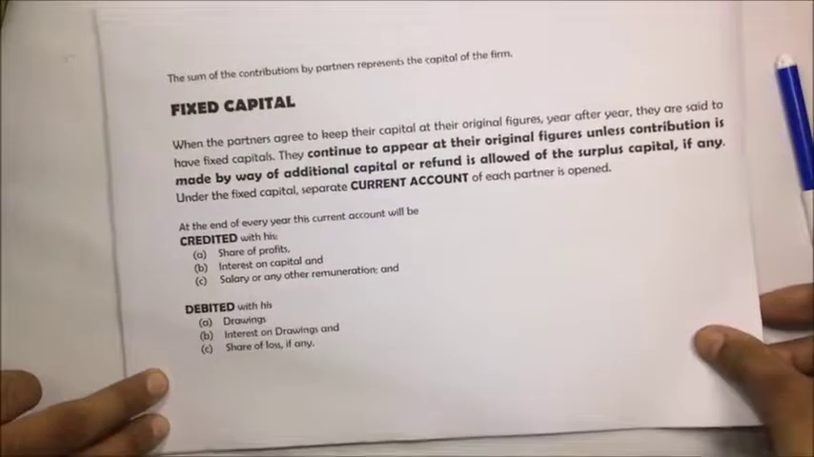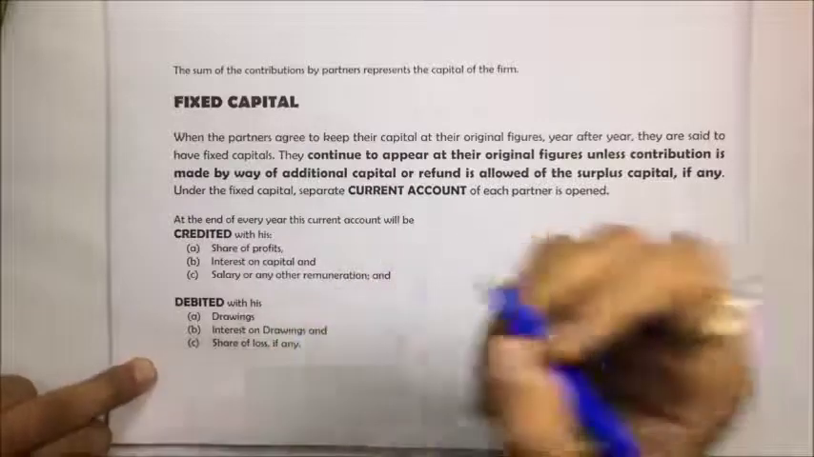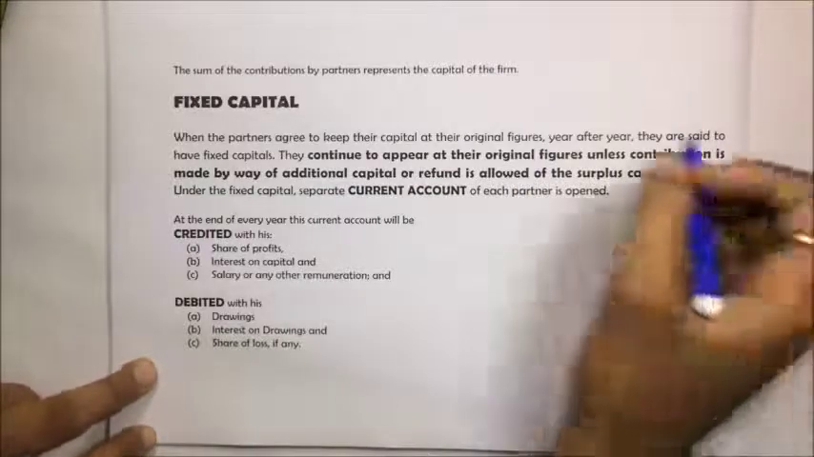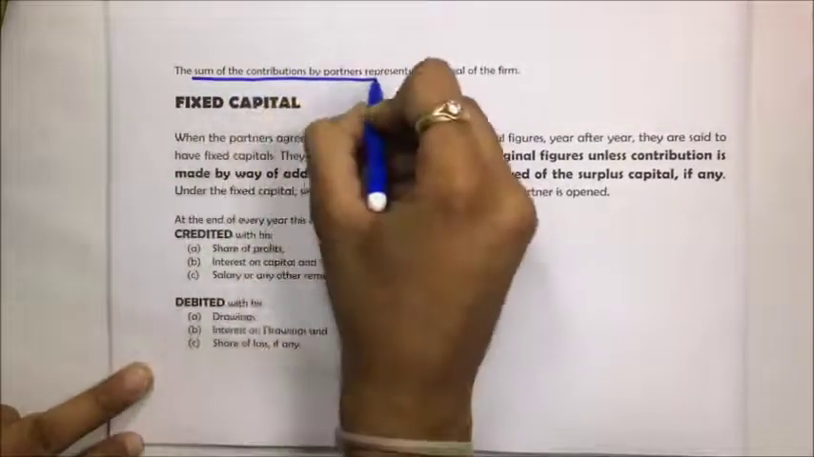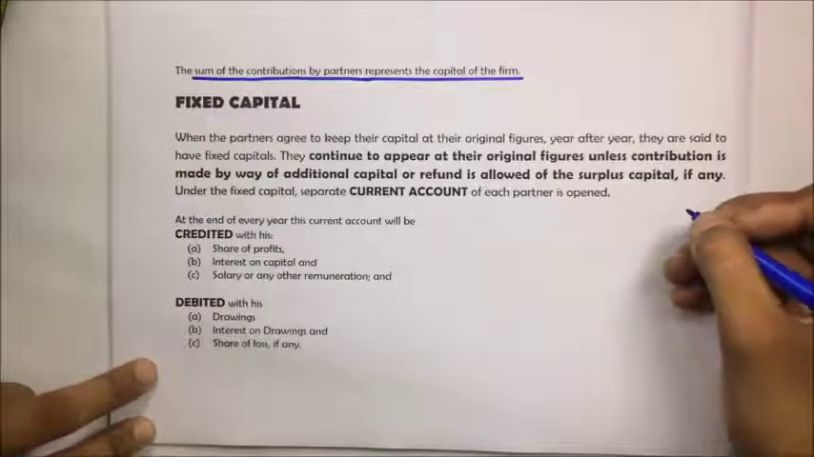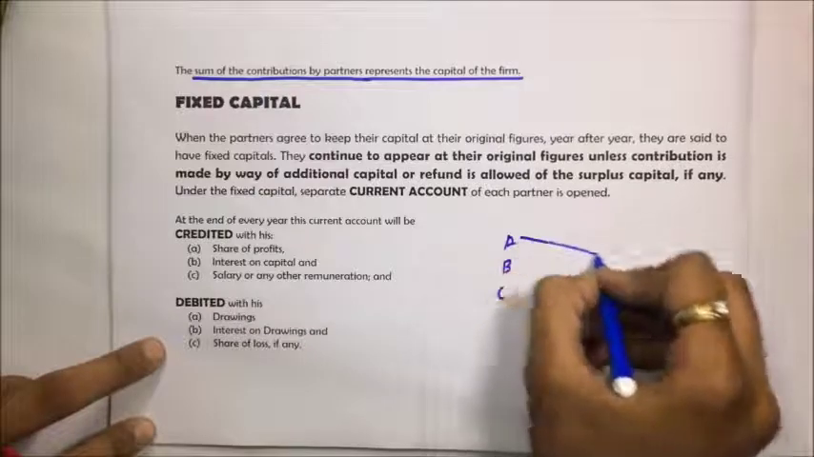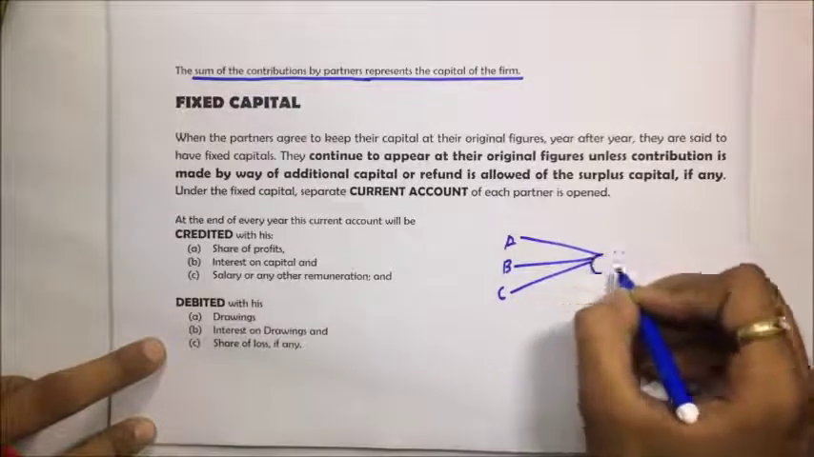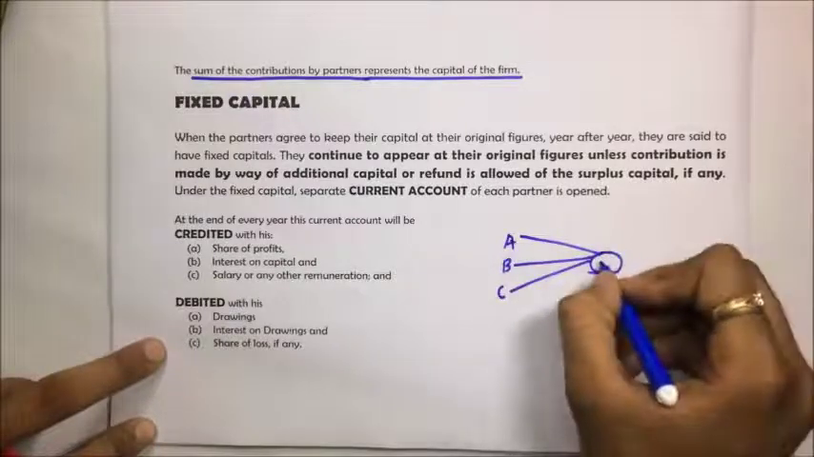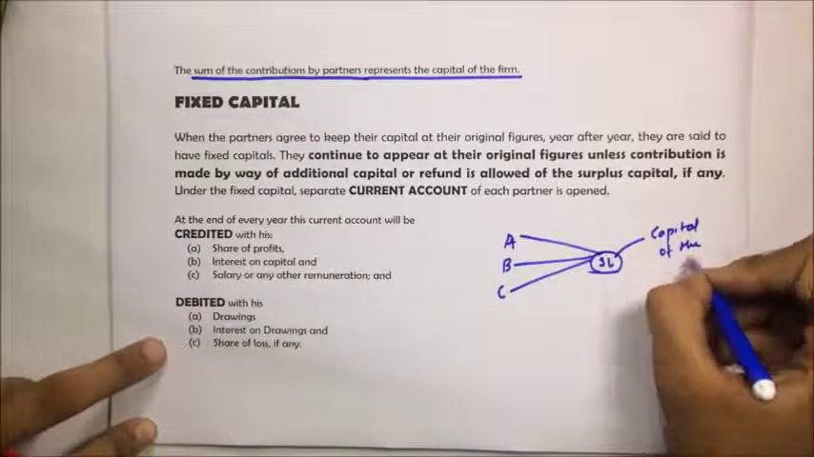So now we have to make the capital account of partner, because now we know that the profit will be calculated with the help of P&L appropriation account. Okay. So what is capital? The sum of contributions by partners represent the capital of the firm. Whatever the partner has contributed to the firm, we call it capital. Okay, let's suppose A, B and C have started a business and come into a partnership. Each of them has given some amount of contribution, which in totality is 3 lakh rupees. So this 3 lakh rupees will be the capital of the firm.